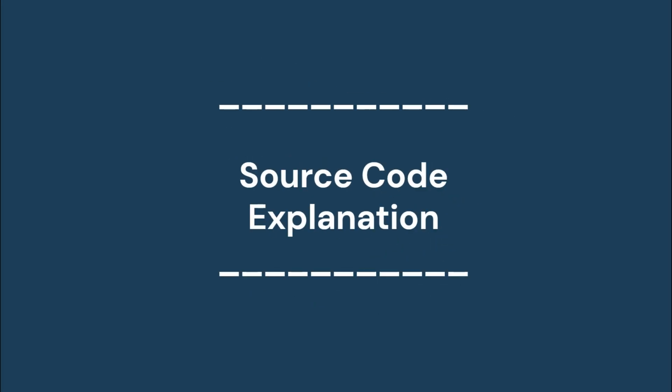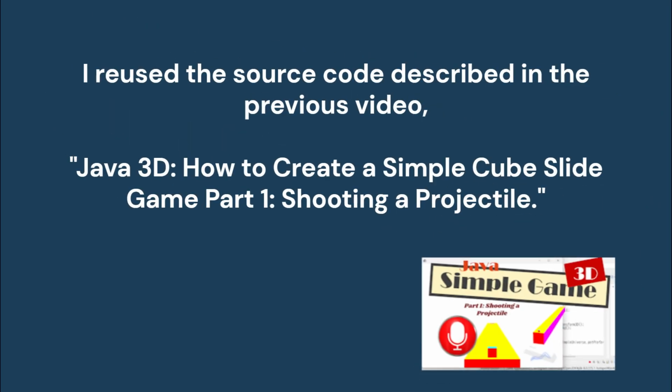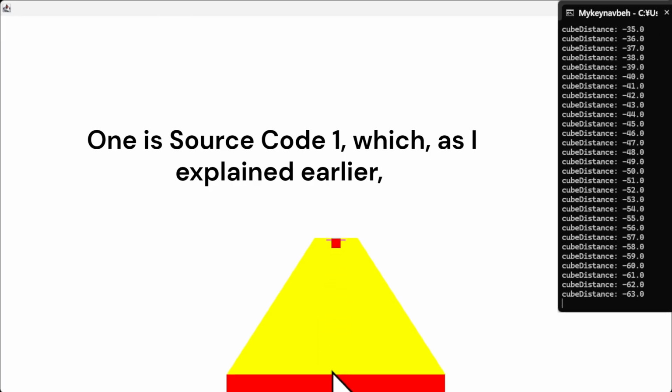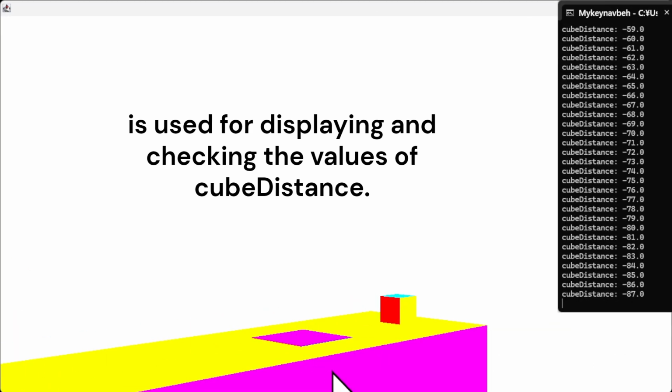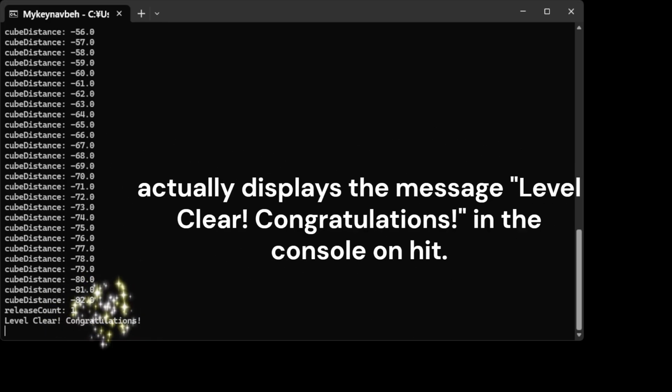Source code explanation. Source code links in description. Feel free to use the source code to make your own Java 3D program. I reused the source code described in the previous video, Java 3D, How to Create a Simple Cube Slide Game Part 1, Shooting a Projectile. I provided two types of source code. One is source code 1, which, as I explained earlier, is used for displaying and checking the values of cube distance. The other is source code 2, which I'm going to detail next. It actually displays the message, Level Clear. Congratulations! in the console on hit.